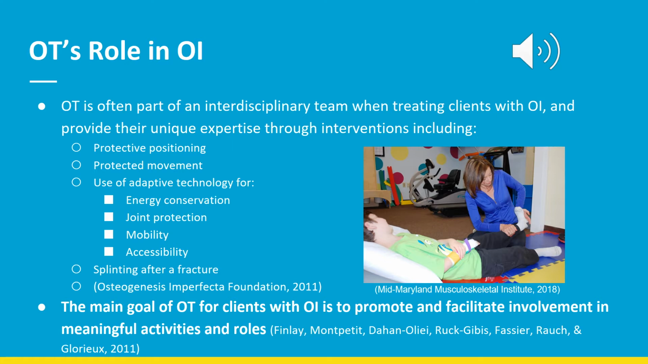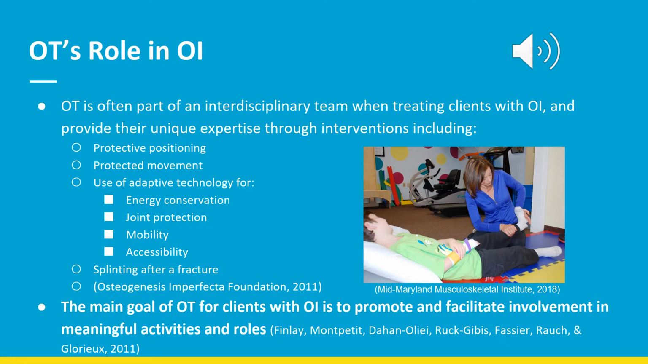OTs can also recommend a number of adaptive techniques and devices to address occupational challenges. Energy conservation can be addressed by creating stations around the home, such as self-care stations, homework stations, and kitchen stations, where all of the necessary tools are in one place to prevent unnecessary trips around the home. Joint protection can also be addressed through devices such as reachers and shallow drawers or shelves to limit the amount of reaching needed to complete home care tasks.